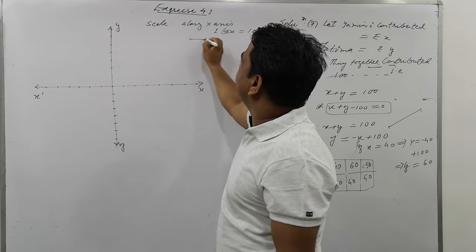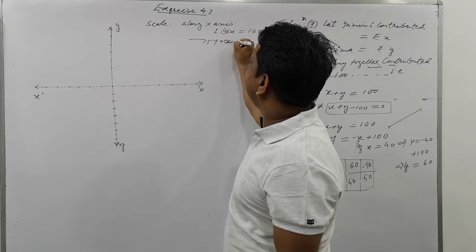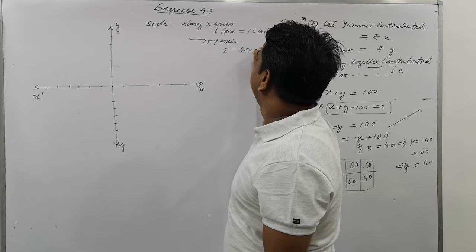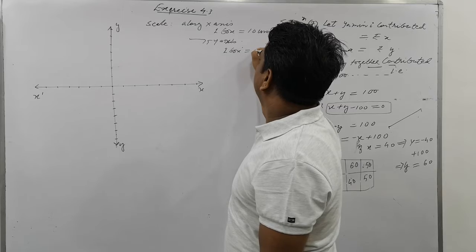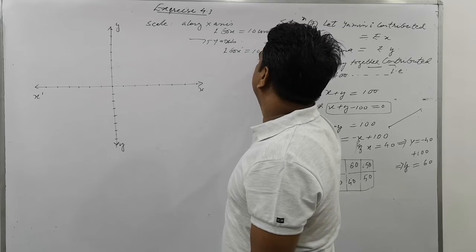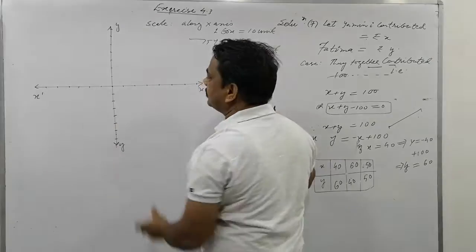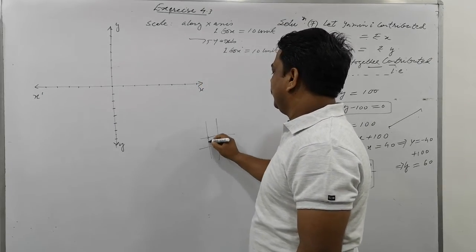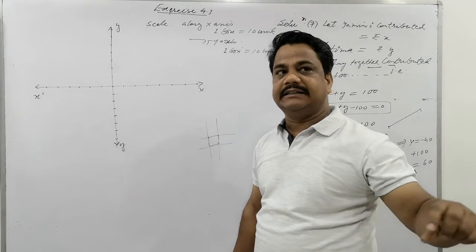Along the y-axis, same. Also, 1 box is equal to what? Same here. You will take 1 box is equal to 10 units also. And these are the 1 unit we have supposed here. You will see this typical box is there, okay? And this box in the graph paper is of 1 centimeter distance.